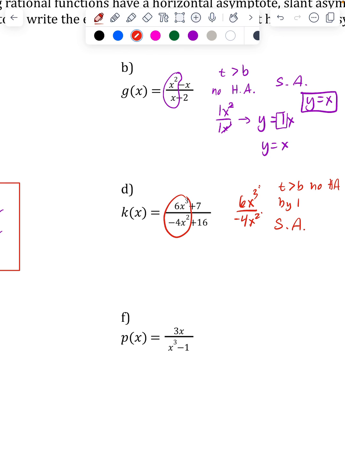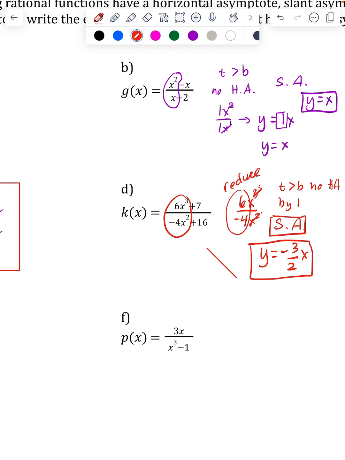And if we canceled two of these, we'd be left with just one on top. These would reduce, and at this level of math, you certainly have to do that. Our line would be y equals negative 3/2 x, and that's the line that our slant asymptote is going to be parallel to. So you have a slant asymptote that has a negative slope, coming down from left to right.